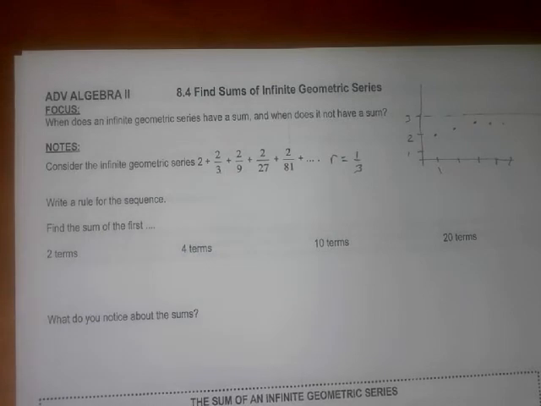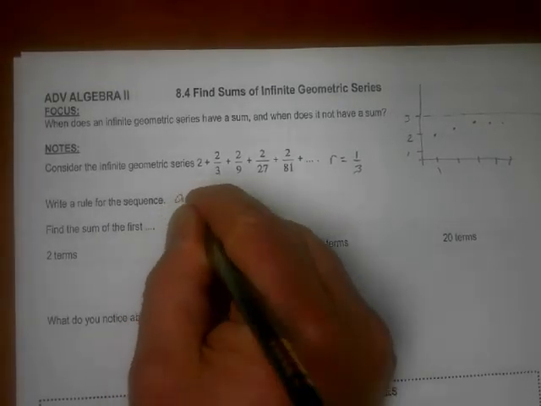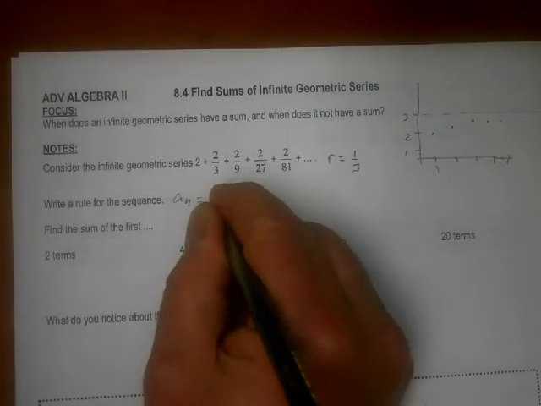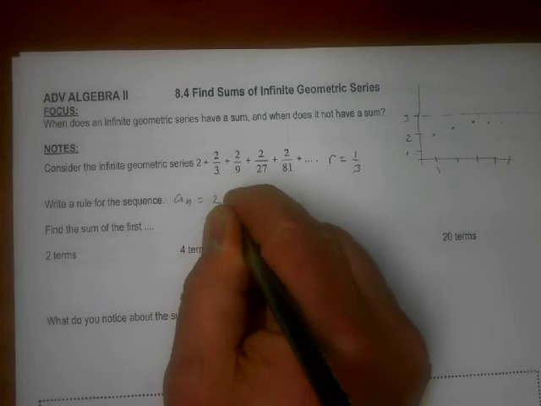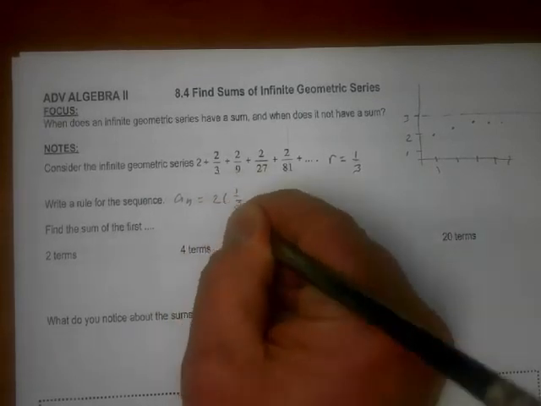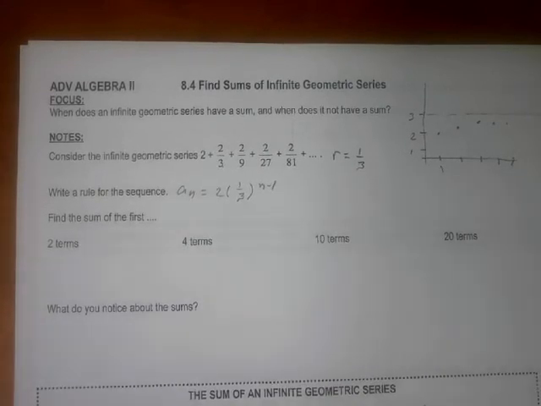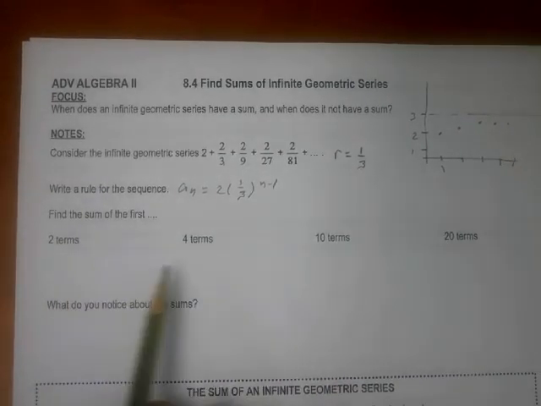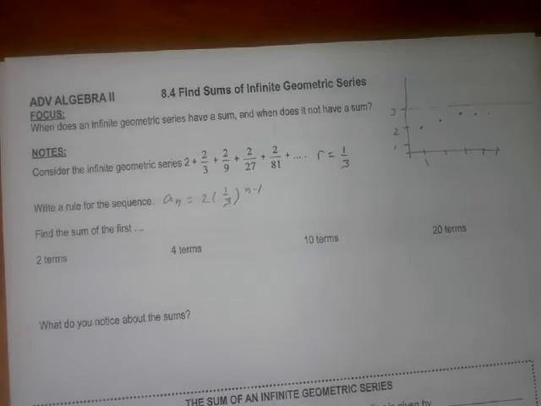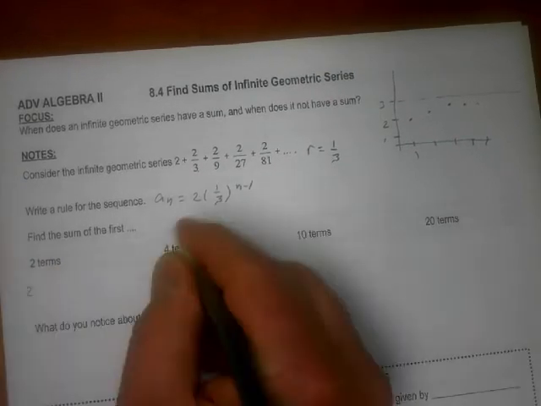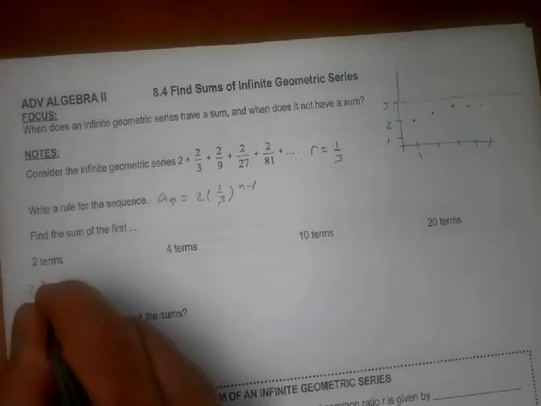Write a rule for this sequence right here. That would be a sub n equals the first term, which is 2, times the ratio, which is 1/3, raised to the n minus 1 power. Here we're finding the sum of the 2, 4, 10, and 20th terms. We talked about this equation a little bit earlier. Now the first two terms are just going to be 2 plus 2/3, so it's going to be 2 2/3.